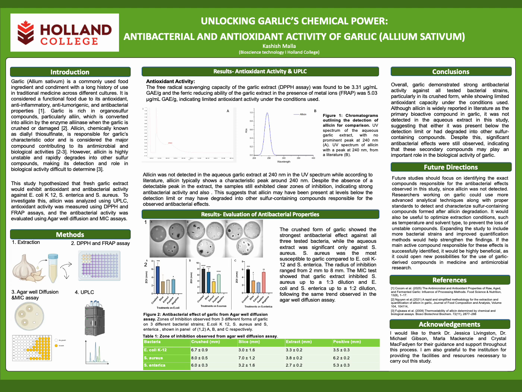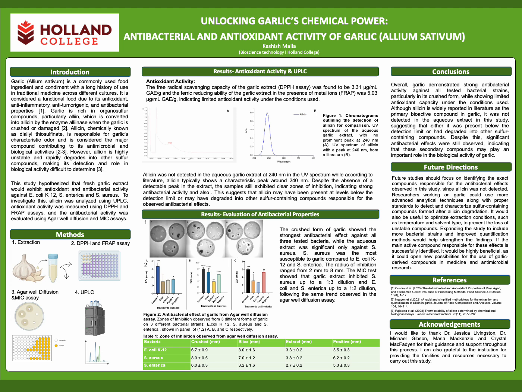The antibacterial assays showed a clear zone of inhibition in all tested bacteria for all garlic treatments, as you can see in figure 1A to 1C. Zones of inhibition, measured as radius from the hole, ranged from 2 mm to 8 mm across all treatments tested. The crushed form of garlic showed the strongest antibacterial effect against all three tested bacteria, while the aqueous extract was significant only against S. aureus.